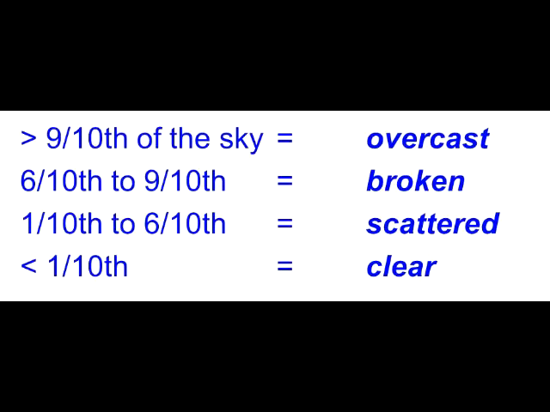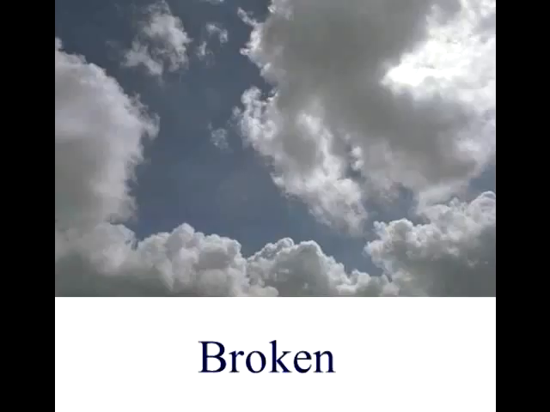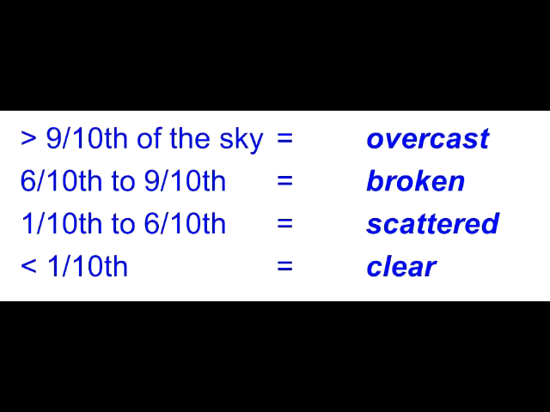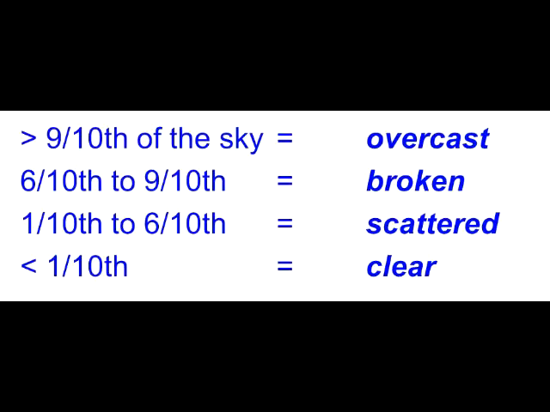The cloud coverage is usually expressed in terms of how many tenths of the sky are covered by clouds. If clouds cover more than 9/10 of the sky, it is called overcast. If clouds cover between 6/10 and 9/10 of the sky, it is called broken. If clouds cover between 1/10 and 6/10 of the sky, it is called scattered. And if clouds cover less than 1/10 of the sky, it is called clear.